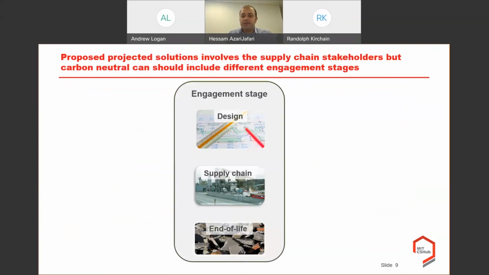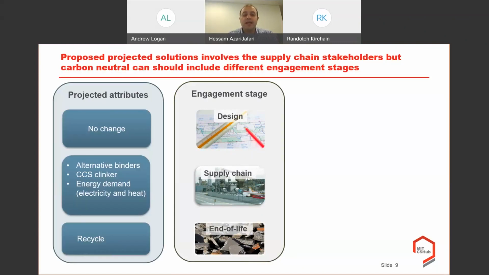So for that purpose, I'm going to start with the scope of this analysis and describe the projected attributes and some of the carbon neutral attributes that we have designed for this study. For the projected attributes, I can name those solutions that have already been legislated and predicted in the future.